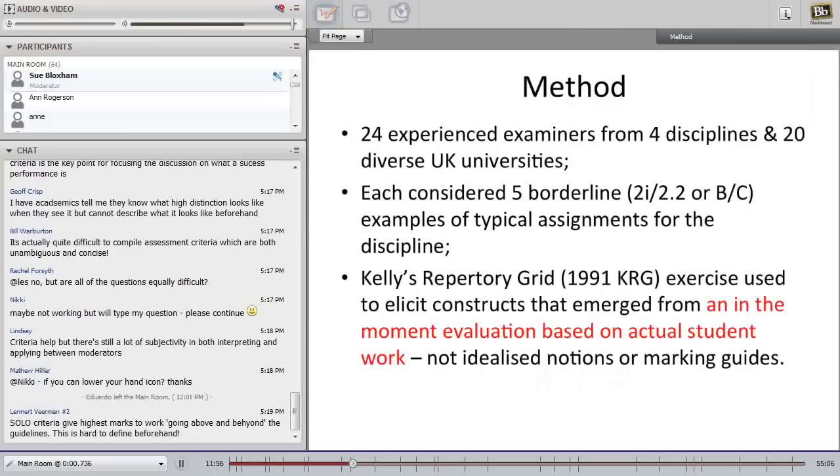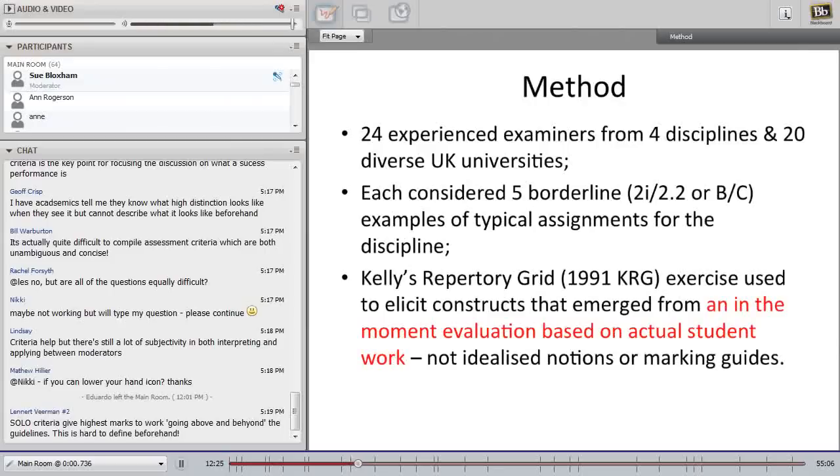Okay, so the method we used was we sourced 24 experienced examiners. These people were volunteers in 4 disciplines: chemistry, history, psychology and nursing. So we were looking for contrasting disciplines and also very diverse UK universities, from elite Russell Group universities at one end to brand new universities at the other end.